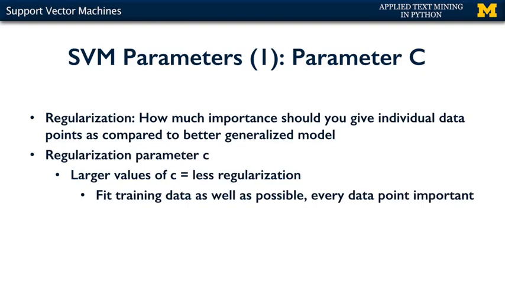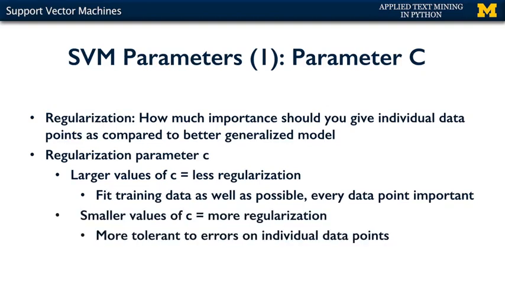This parameter, for example, if you have a larger value of C, that means the regularization is less. And that means that you are fitting the training data as much as possible. You are giving the individual points a lot of importance, and every data point becomes important. You want to get them right, even if the overall accuracy is low or generalization error is high.